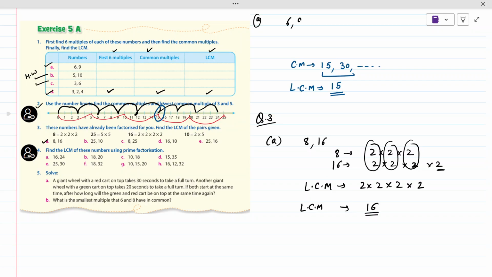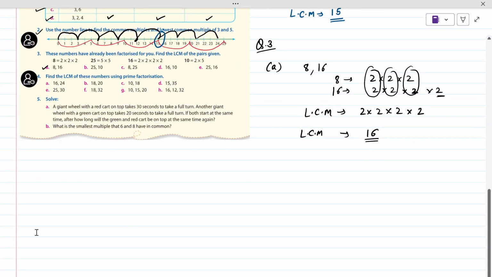Okay, so this part I have done. Also, I am picking one more question here. Let me pick question number C, 8 and 25. What are the factors of 8, kids? 2 into 2 into 2. And what are the factors of 25? 5 and 5. And now the LCM.